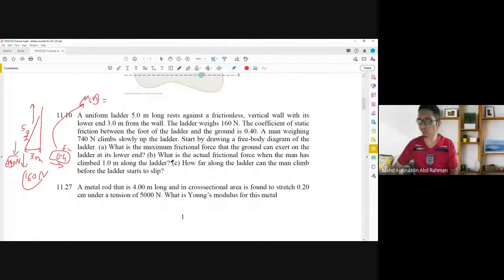So what is the frictional force when the man has climbed 1 meter up the ladder? When it involves the height, we need to account for the height.